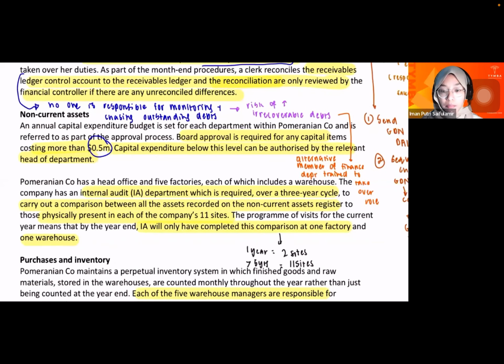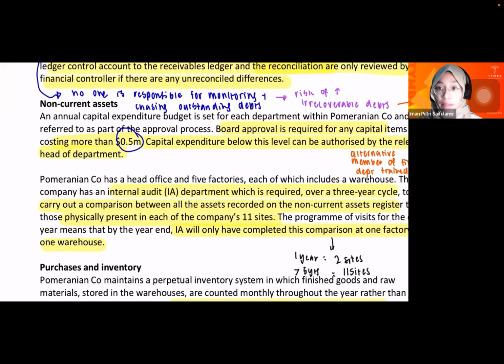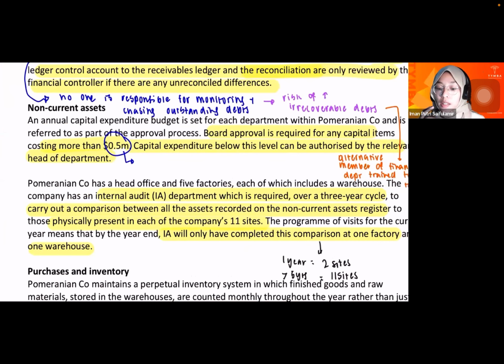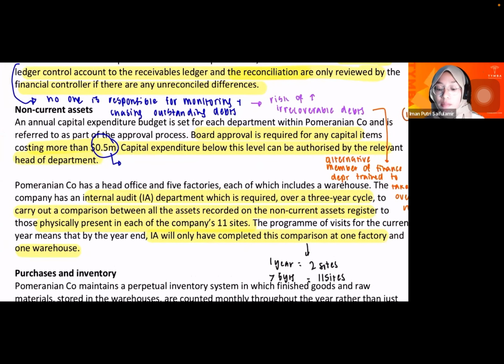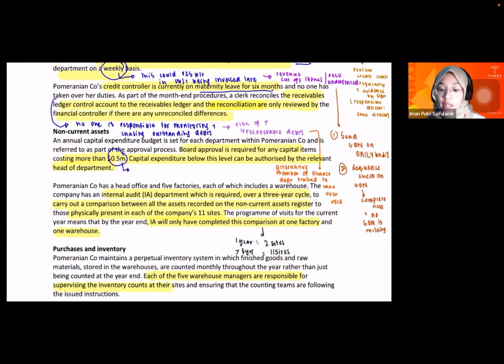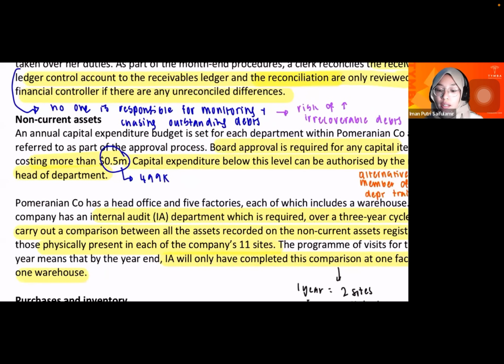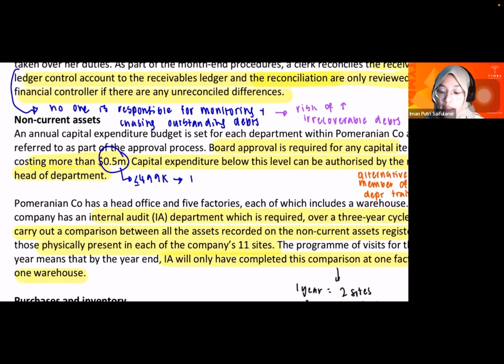Okay, basically, the direct implication here is that this capital expenditure below 0.5 million could be purchased for non-business use. Because I, as the head of department, know that the policy is that only items that cost more than 0.5 million, basically 500K, will require approval. So I can buy something that is 499K for my own personal use. Anything 499K and below, right? So basically the risk here is that it is used for non-business purposes.